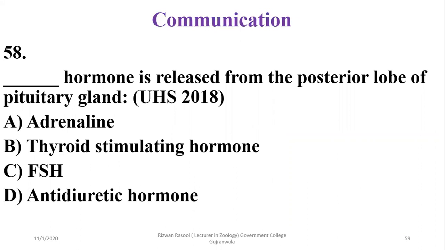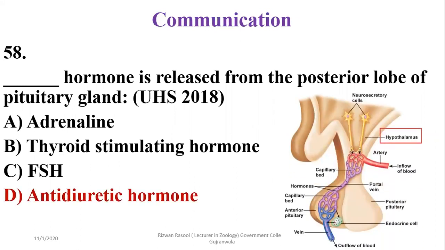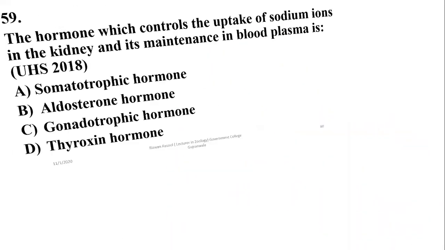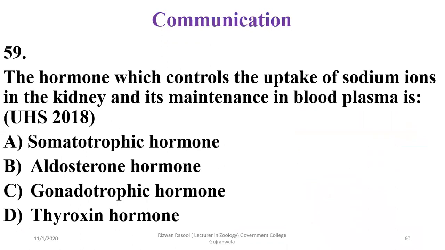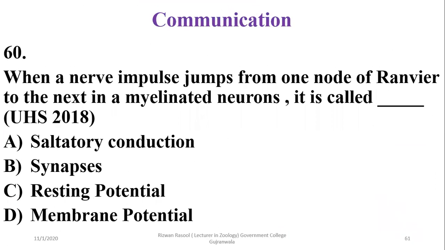It is antidiuretic hormone. Actually, posterior lobe releases two hormones, ADH and oxytocin, which are synthesized in the neurosecretory cell of hypothalamus. They're stored in posterior lobe and then they're released from the posterior lobe of pituitary. The hormone which controls the uptake of sodium ions in the kidneys and its maintenance in blood plasma is aldosterone by acting on the ascending limb in the loop of Henle.